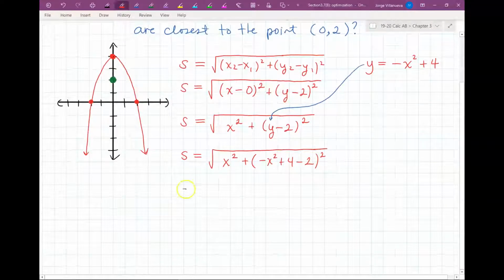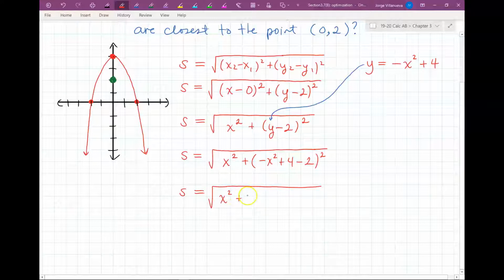Okay, so s is equal to the square root of x squared plus, well, let me see. This would have been a negative x squared and 4 minus 2, that's a 2. So that is that, okay? Just so you know, 2 minus x squared is the same as negative x squared plus 4 minus 2. So that way when I square it, I should get a 4 minus 4x squared plus x to the 4th.